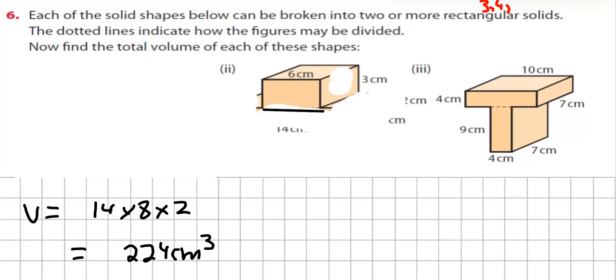Oh, that's the wrong color. Right, so it's 8. So what are we going for? 6 by 8 by 3. And what's 6 by 8 by 3?